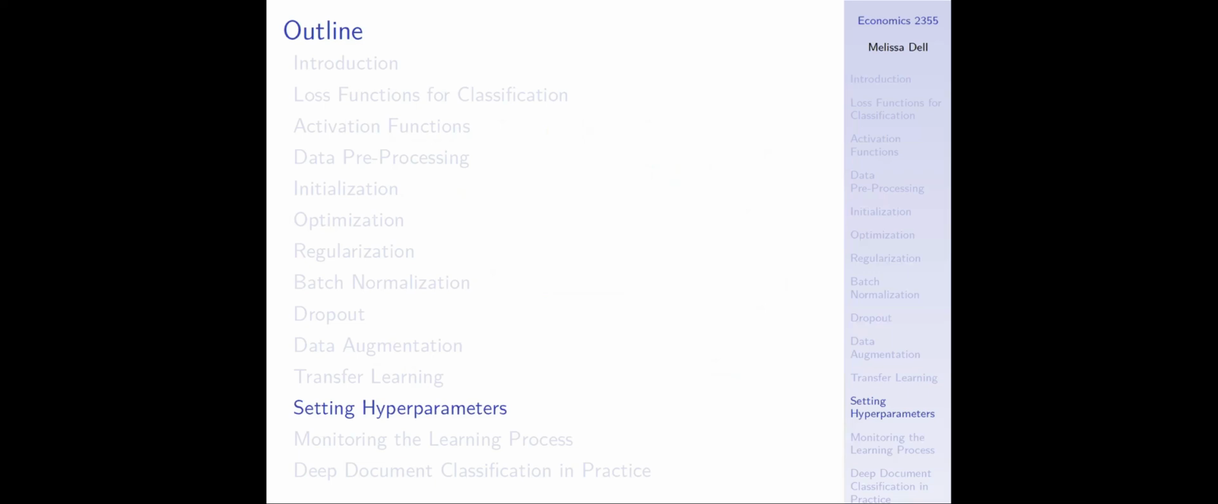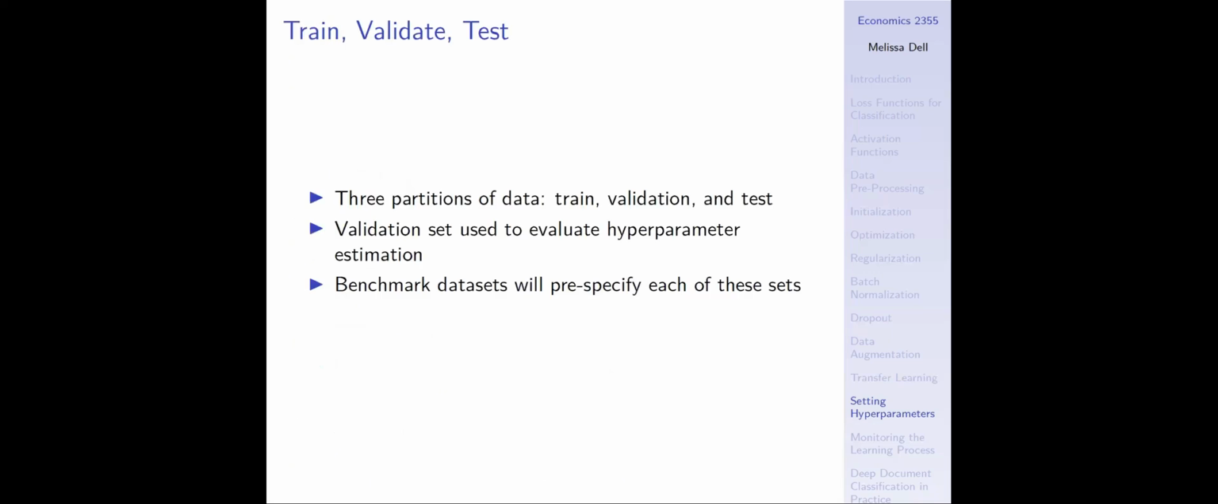Okay. So, setting hyperparameters. We'll talk about this some more next week when we talk about object detection in practice. But these hyperparameters are really, really important. Generally speaking, if you go look at a benchmark data set, they'll have 3 partitions of the data. There's the training set, which is what you train the network on, and the validation set, which is what you use to cross-validate to choose your hyperparameters.